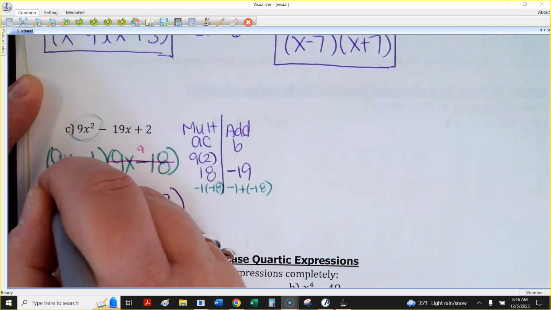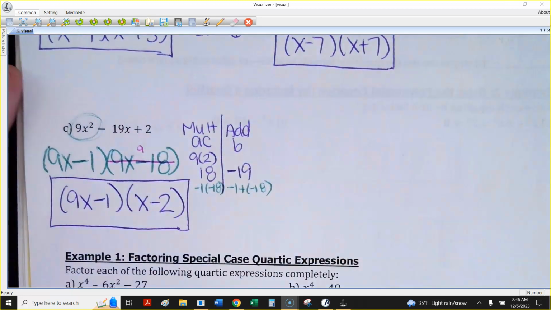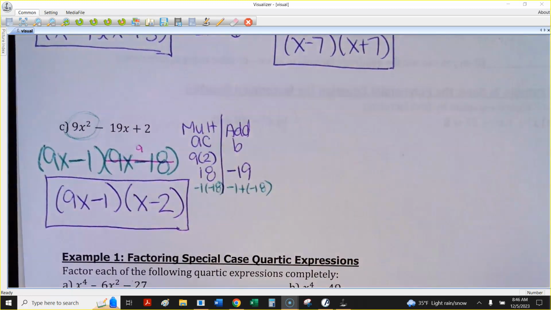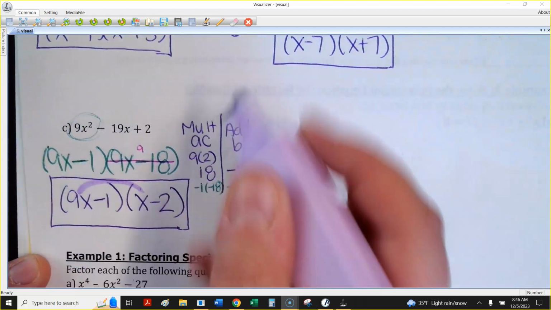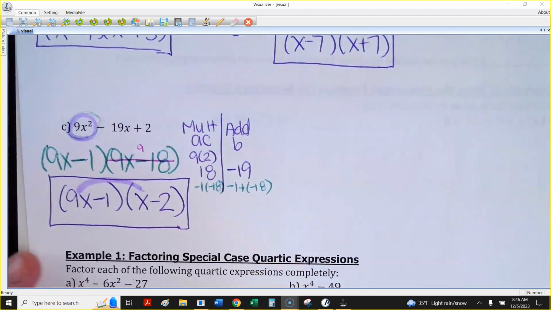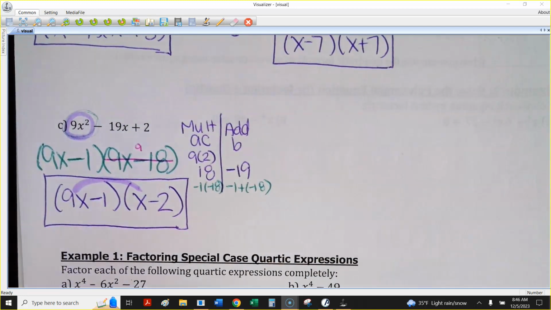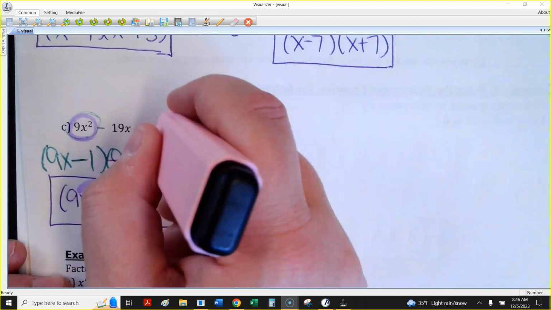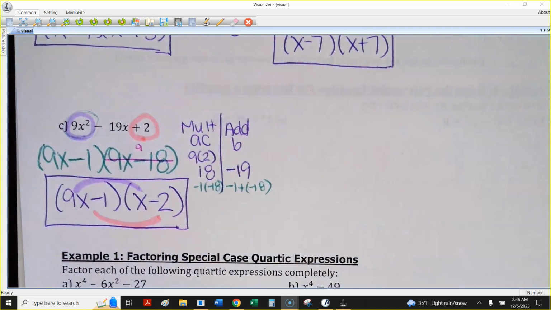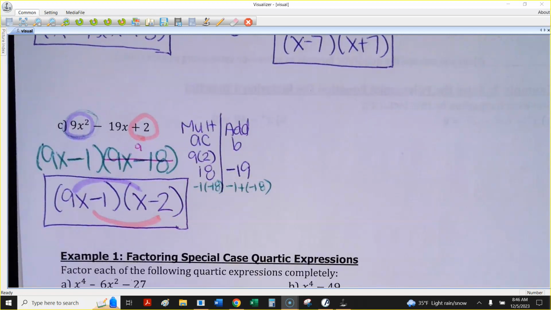And again, for any of these, if you want to just spot check real quick, I usually just check the first and last terms because it should give you the first and last terms in the original. So like if I do 9x times x, that will give me the 9x squared. And if I check the last two terms, negative 1 times negative 2, that should give you the number on the end, which is 2, which both of those work out for this question. You could fully FOIL it out if you really want to check it, but you should be okay if you just check those two. Is anybody having a question?